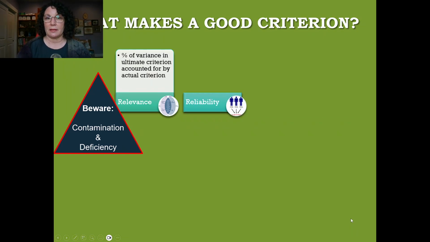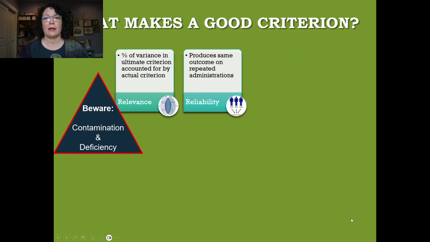Reliability, we've talked about this before, and we want an actual criterion measure that produces the same outcome on repeated administrations. You don't want to develop a battery that works for an individual today, but if we were to administer it to them again in 5 years, they're like an entirely new person. It doesn't produce the same outcome at all. That's not expected. A person who is meeting the work-based criteria today should probably be meeting those again in the future. And so we need a good, reliable test.